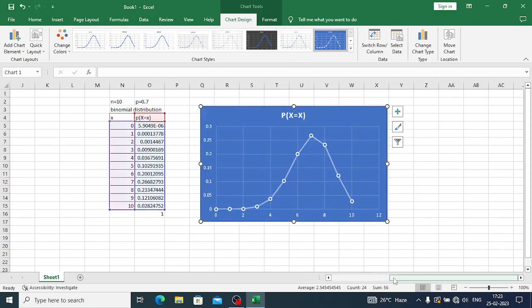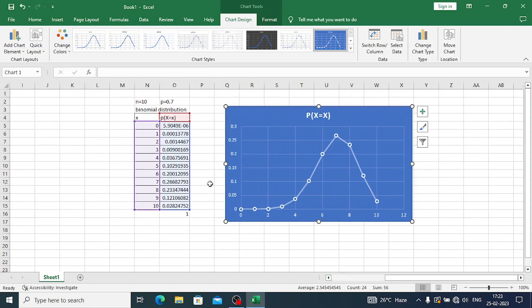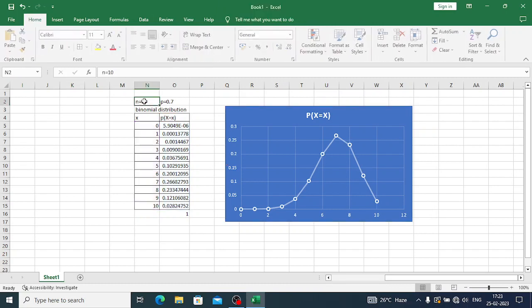Now, as I increase my n, that is the number of trials, the behavior of your probabilities is going to be like a normal curve. Here the values start from 0 and end at 10, but the structure of this graph is looking like a hill. That is, for more trials, the behavior of your binomial distribution is going to be a bell shape.